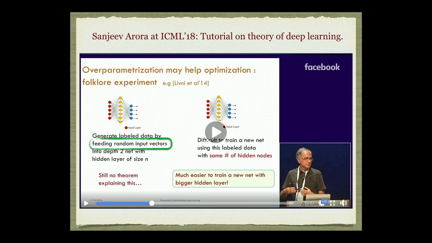And here is another snapshot of a tutorial given by Sanjeev Arora, this time at ICML last year, where in a long tutorial on the mysteries of deep learning, he was giving precisely the same example, where we generate labeled data by feeding random input vectors into a single hidden layer neural net. His point was that it is much easier to train a new net that has a much wider hidden layer. And his mystery was that we still have no theorem why doing that is easier than training that, and basically even such a simple case is mathematically not understood.